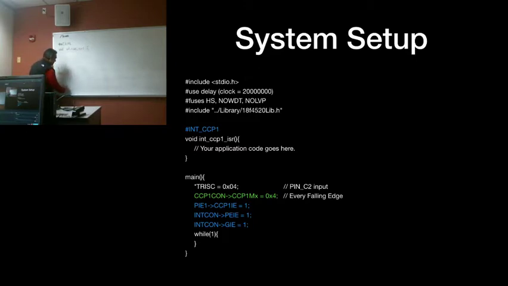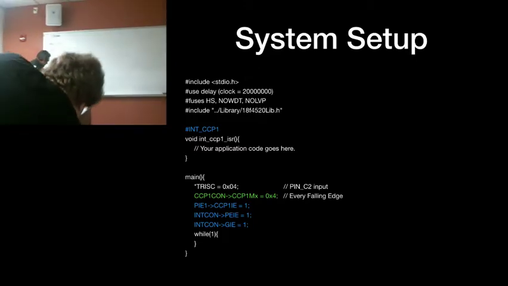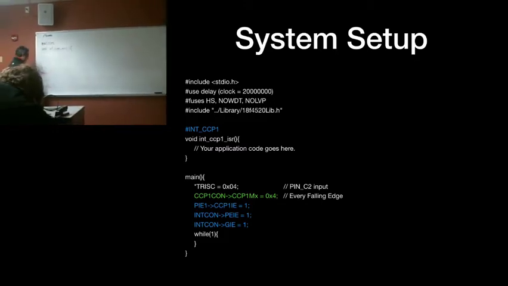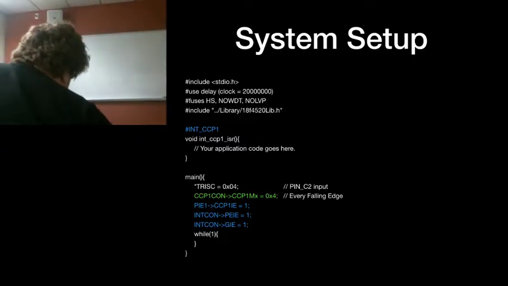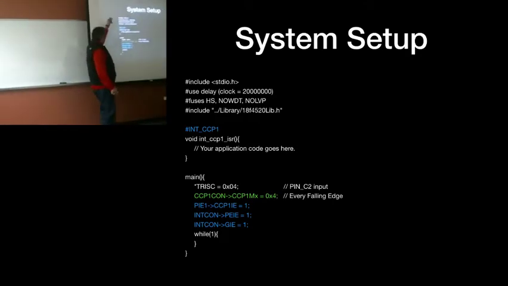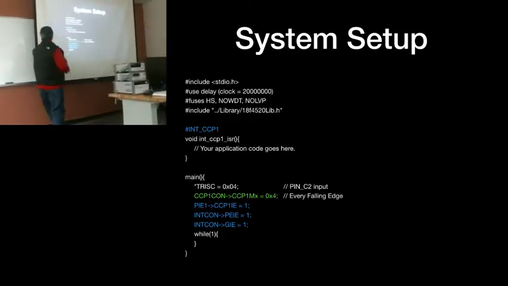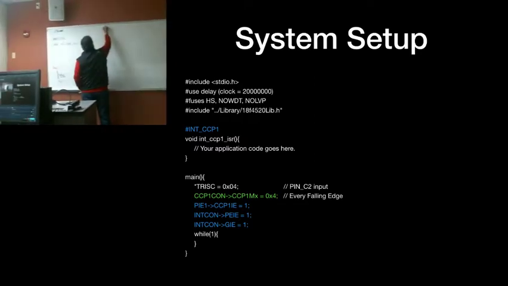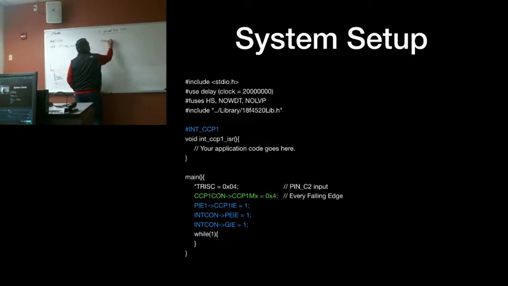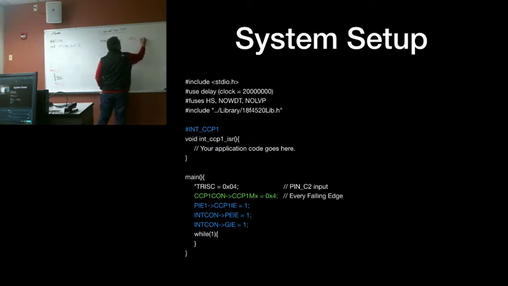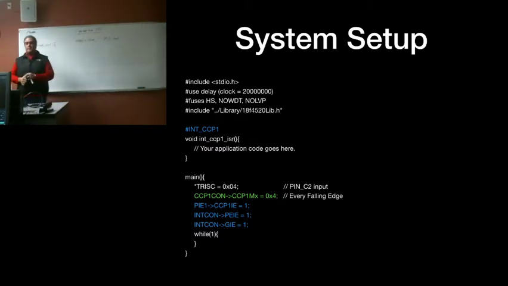And inside of your main code, there's going to be your while one, or while true. And then right here is your setup. And that setup is the good stuff. Okay? So if you want to use CCP1, here is your setup. One, you're going to need TRISC on a hex 4. This is going to make C2 an input. Right? That's the first part.